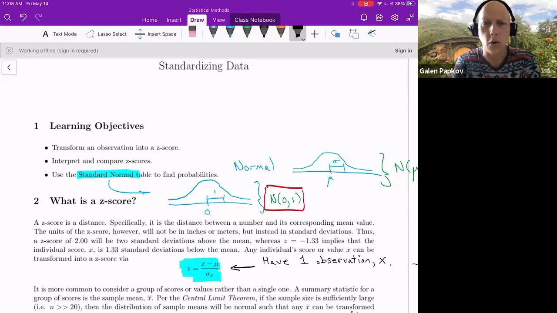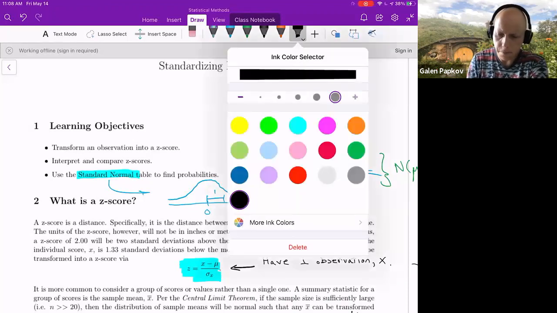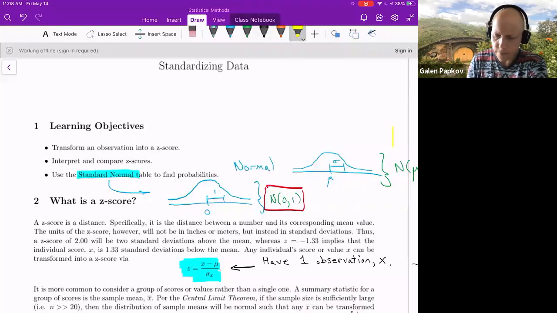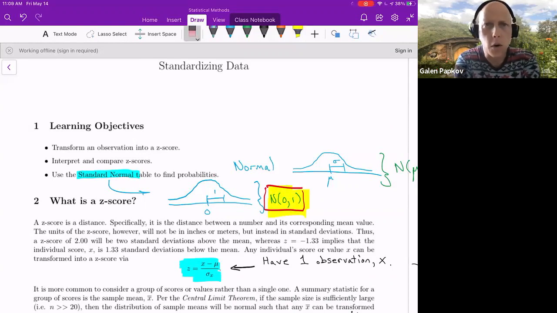So that's what standard normal means, mean 0, variance 1. There is a difference between normal and standard normal, and that's what the difference is. Normal is mean mu, variance sigma squared. Standard normal is mean 0, variance 1.